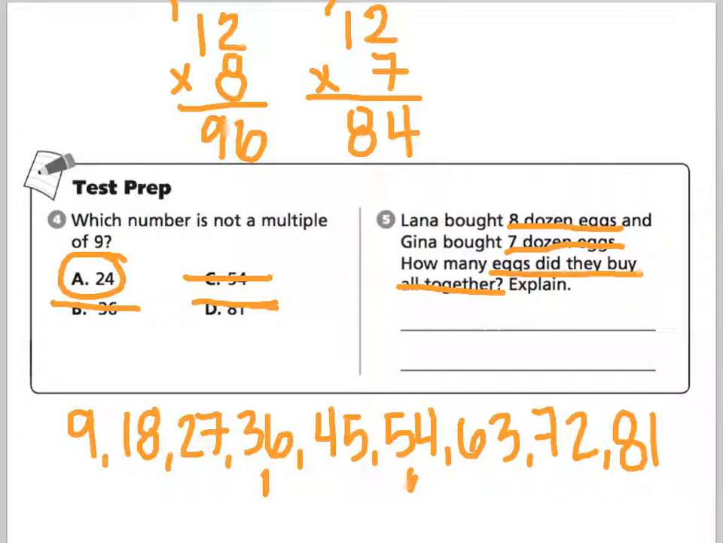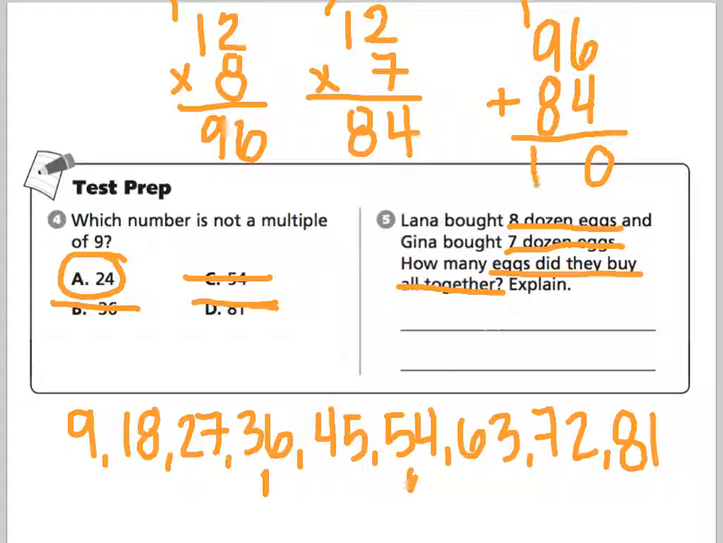Now I need to know how much they bought all together. So I need to do 96 plus 84. I'm lining them up with the ones column. 6 plus 4 is 10. Carry the 1. 1 plus 9 is 10, plus 8 more is 18. So altogether, they bought 180 eggs. And if you show your work, that is your explanation.